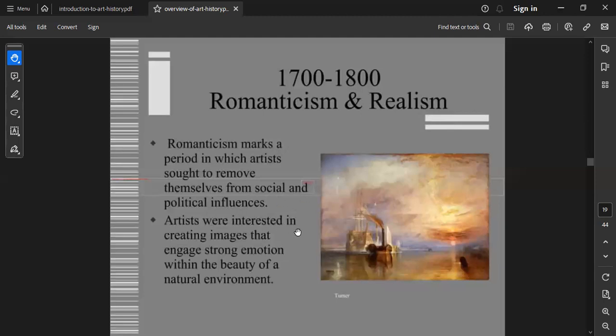Artists were interested in creating images that engage strong emotion within the beauty of a natural environment, which was way, way far from any kind of political or societal influence. Even religious influence was also taken off.